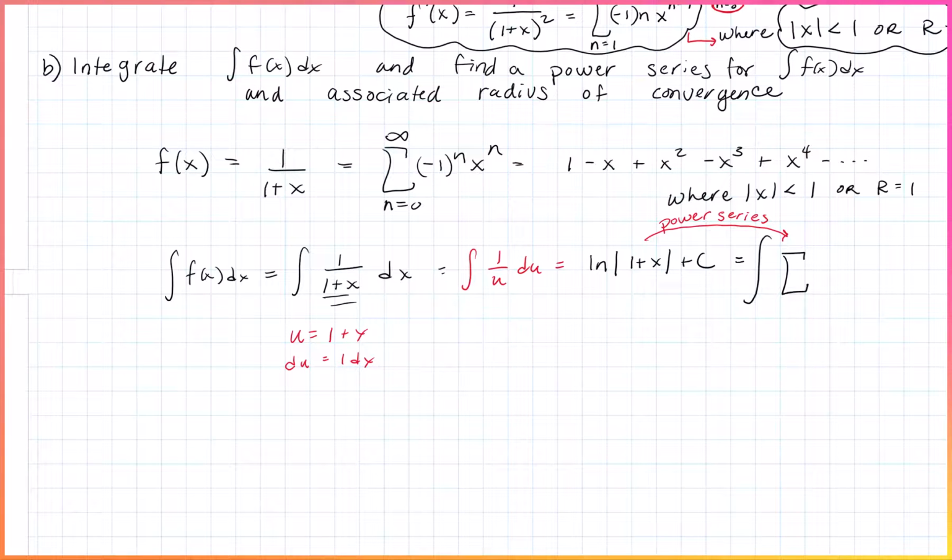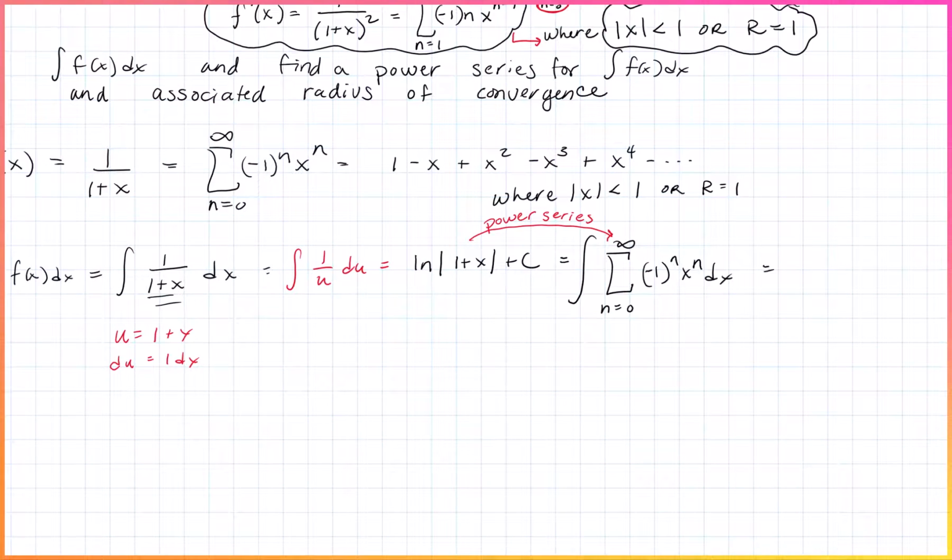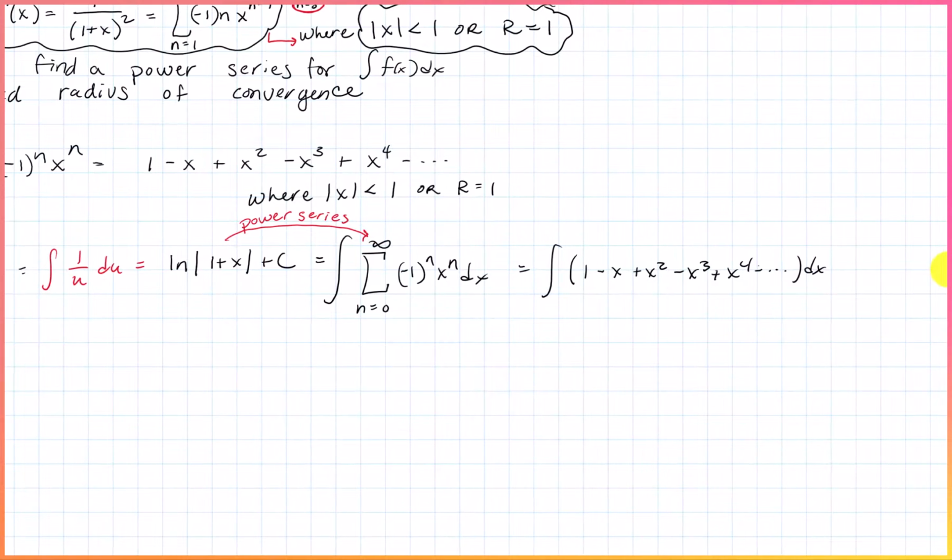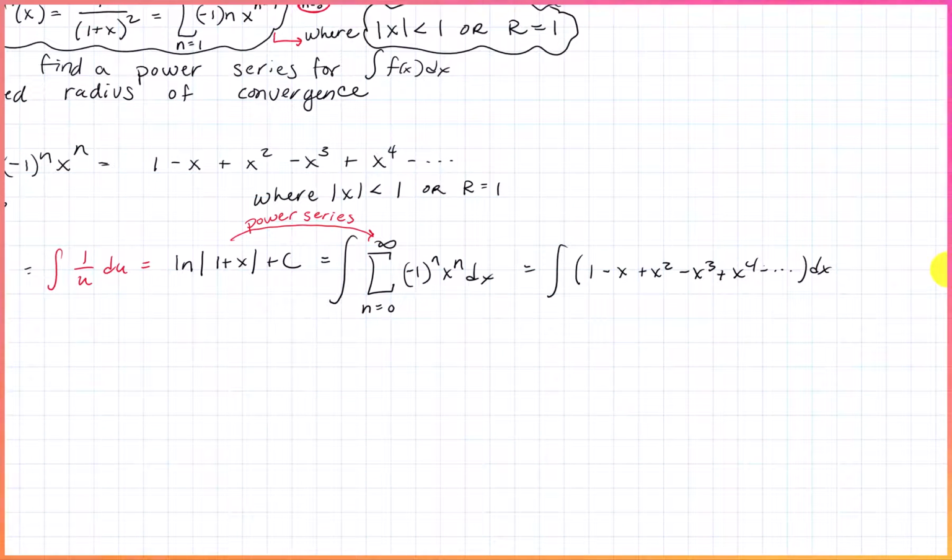Well, it's the power series from n equals 0 to infinity of negative 1 to the n, x to the n, and we're integrating that with respect to x. So let's go ahead and write it in its polynomial form, because I think it's nice to see it in both ways. If we expand out the series, we're integrating term by term: 1 minus x plus x squared minus x cubed plus x to the fourth. Well, what would that be?